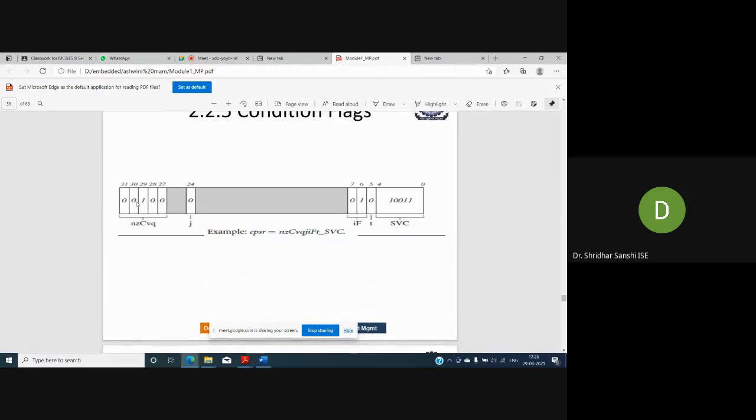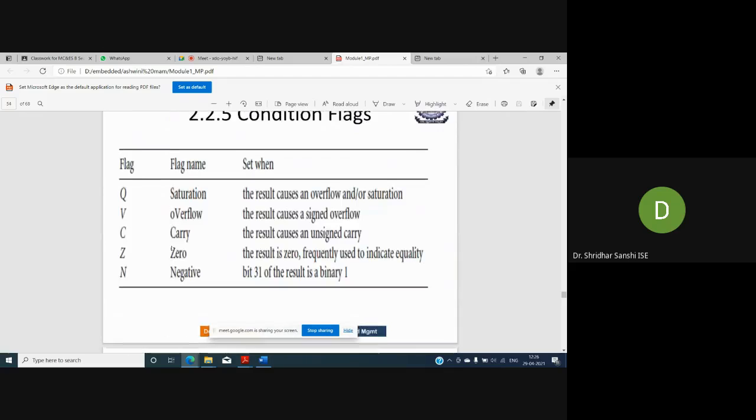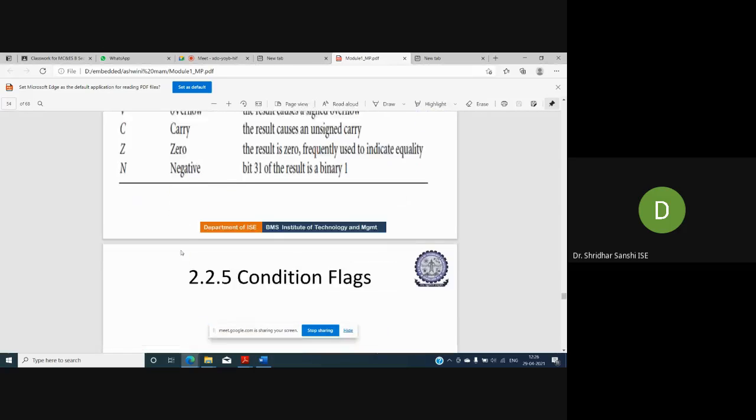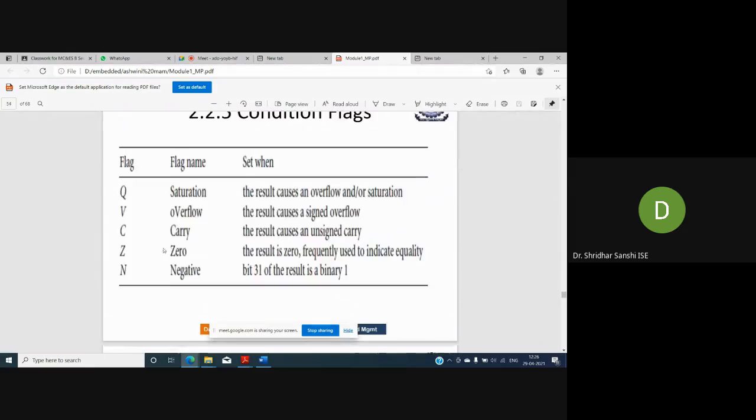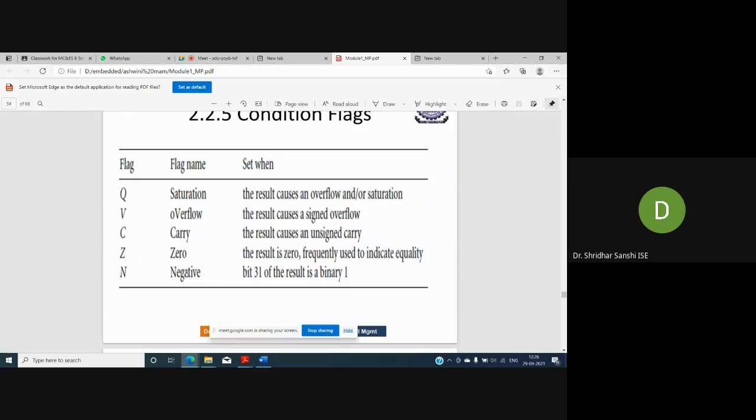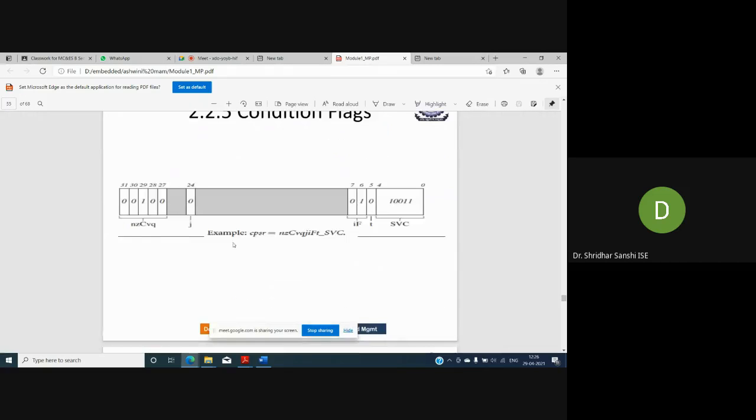And what is Z? Z is 0. It means the result is not equal to 0. Yes, sir, the result is not equal to 0, and the N bit is also 0. It means that the value is not negative. So this is how you need to understand the CPSR register contents.